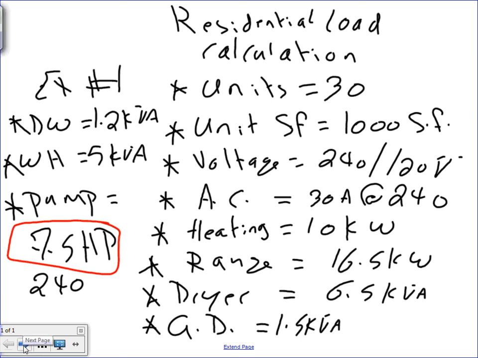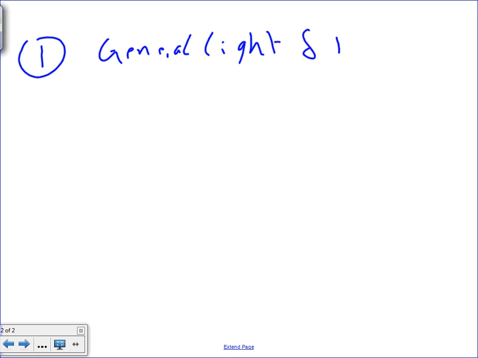So I'm going to remind you guys how many units and the square foot of each unit. By the way, I'm following steps from the sheet that I gave you. So when they say step number one, that's directly from the sheet that I gave you. So I'm going to say number one, general light and receptacle.